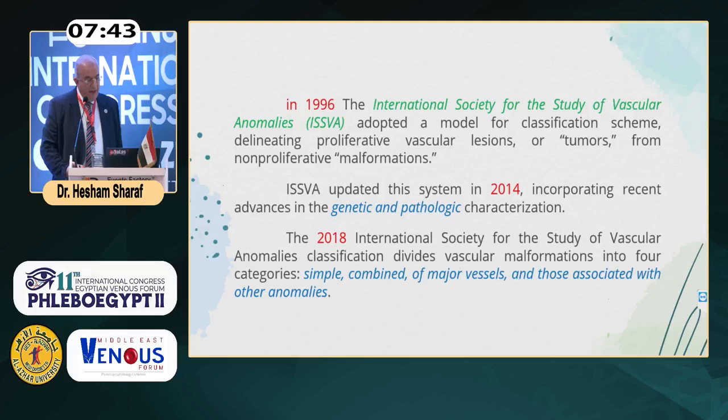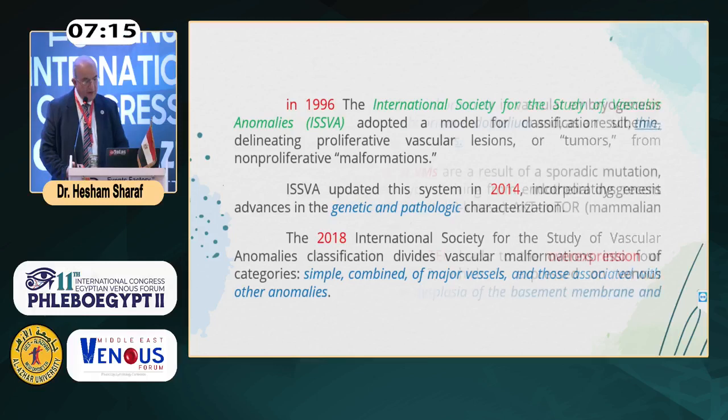The International Society for the Study of Vascular Anomalies modified this classification, completing it with recent advances according to genetic and pathologic characterization. In 2018, the International Society for the Study of Vascular Anomalies classified vascular malformation into 4 categories: simple, combined, affecting a major vessel, or associated with other anomalies.